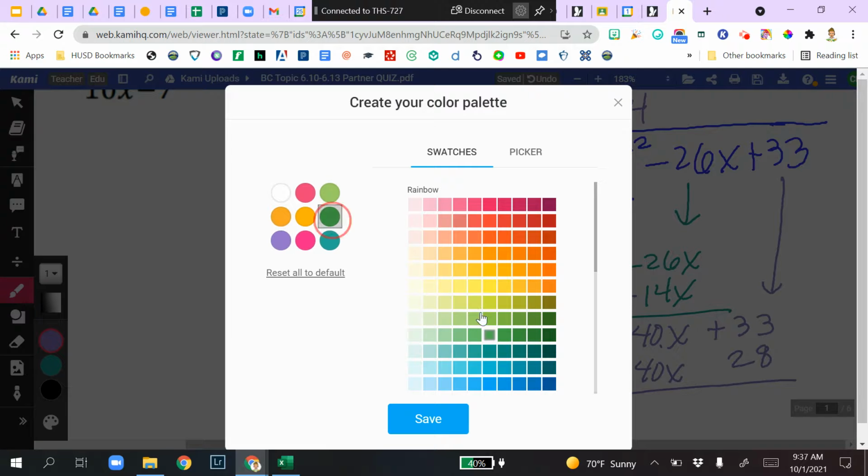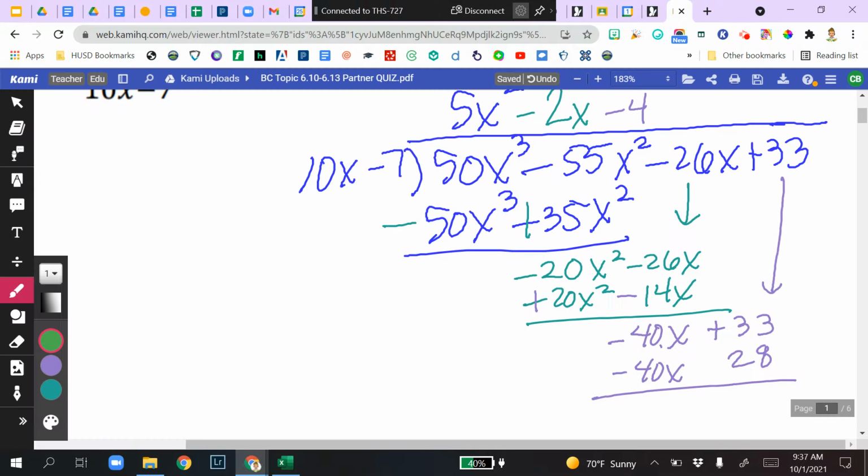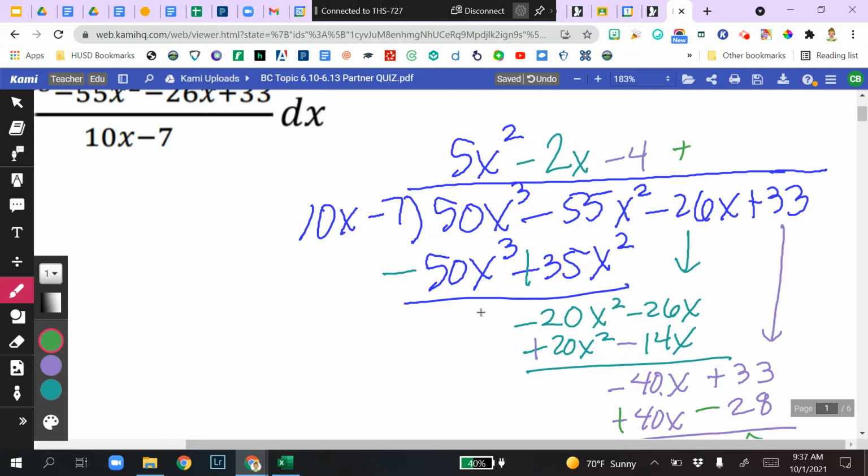We'll go green, I guess. All right. And then I'm going to swap my signs. So 33 minus 28 is 5. Good. That's our remainder. It would go over the top of whatever we had here. I think that's probably worse than the actual integration, though there is going to be a little bit of a trick in integrating the last piece there.